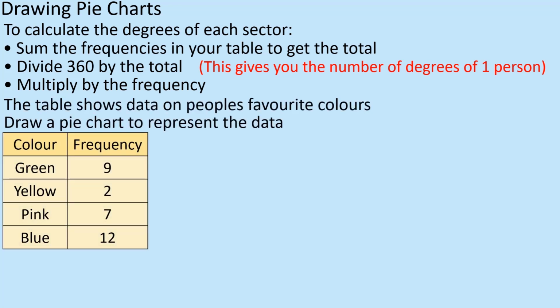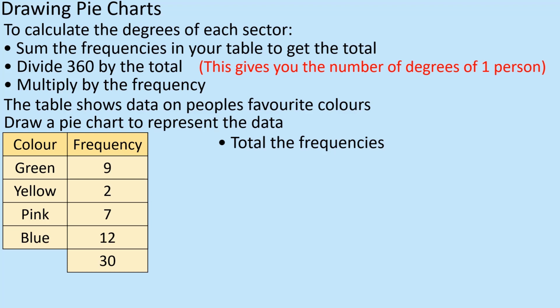So the table shows the data of people's favourite colours. We've got frequencies of 9, 2, 7, and 12. Now 12 is obviously the biggest one, so you'd expect my pie chart to have quite a big chunk of blue, then green, pink, and a small bit of yellow. That's the way you expect it to look. So total frequencies first of all, they add up to 30. So that's 30 people.